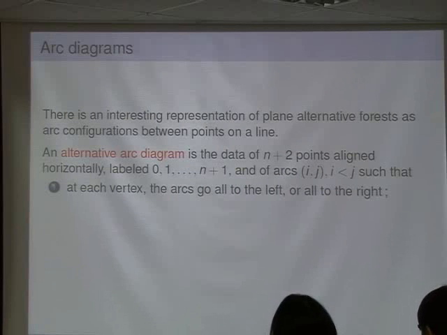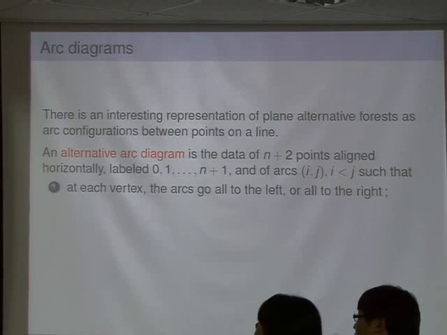So you draw them, but this time you first write all the labels, 0, 1, you write them on a horizontal line, like I did for matchings before, okay? You just write increasing labels. And what I call an alternative arc diagram, so we'll have some labels like this, 0, 1, 2, 3.